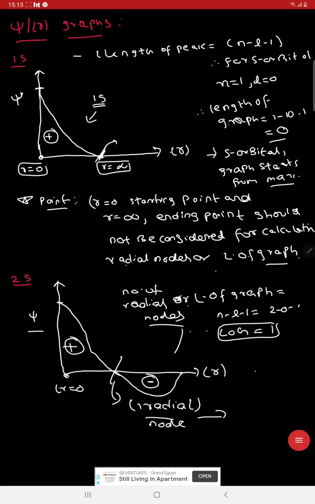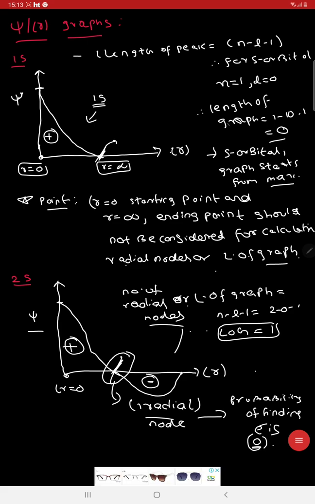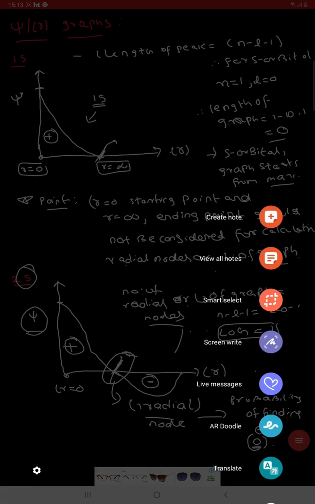So what is the definition of a radial node? A radial node is where the probability of finding an electron is 0. It means the electron will not be present here. That is an empty space where the electron is not present, even in the particular orbital or the particular shell. So for the 2s graph, the electron will not be present there, and this is the graphical representation of the coordinates of the electron.